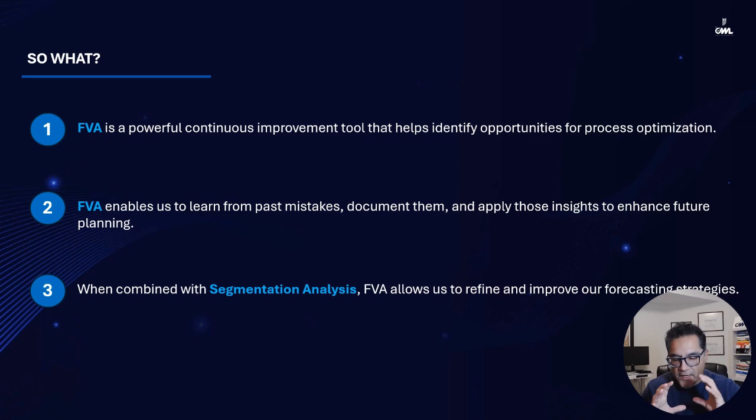So I think combining those two techniques, using FVA as a key metric in your process, plus some segmentation analysis or clustering of your SKUs, is going to give you a lot of insights around the strategies you should follow for improving your accuracy moving forward.